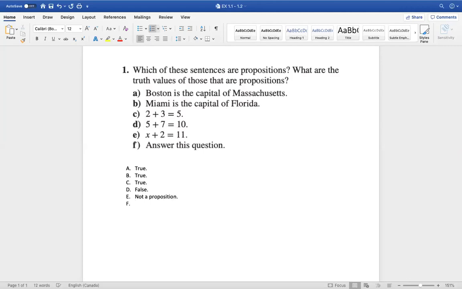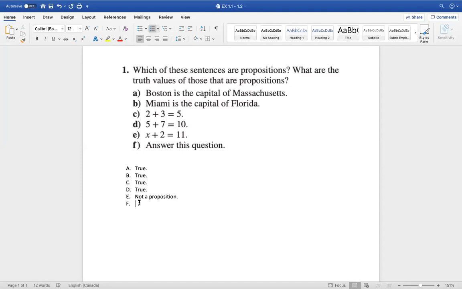Sir, wouldn't B be false? Because Miami would not be a capital of Florida. That's right, but they're asking which of these sentences are propositions. So Miami is not the capital of Florida, but it is a proposition. So therefore, this one should also be true because this is a proposition as well.